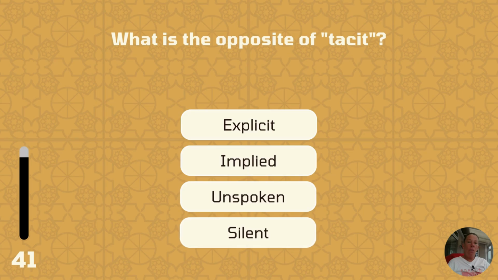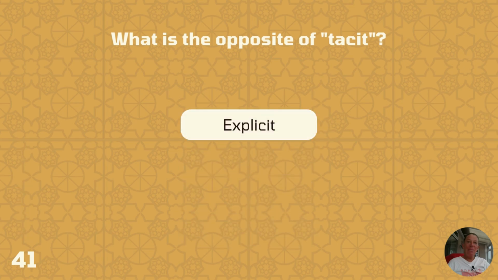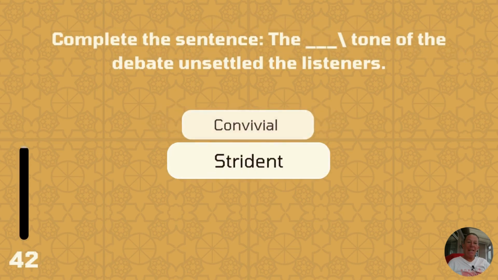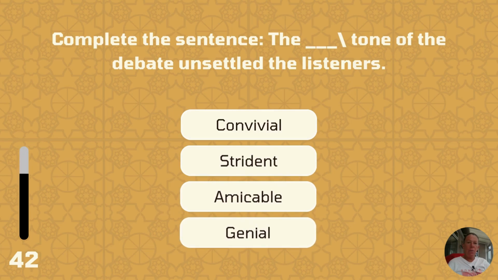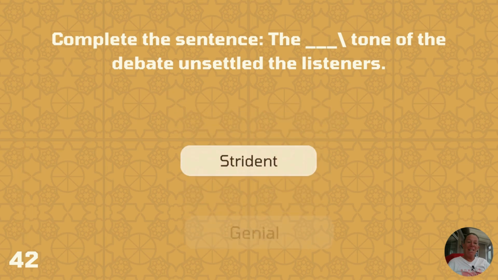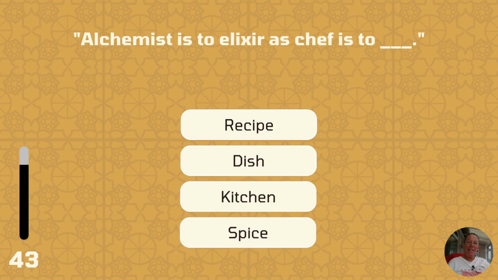What is the opposite of tacit? Explicit, implied, unspoken, or silent? Explicit. Complete the sentence. The something tone of the debate unsettled the listeners. Convivial, strident, amicable, or genial. Strident. Alchemist is to elixir as chef is to recipe, dish, kitchen, or spice. Dish.